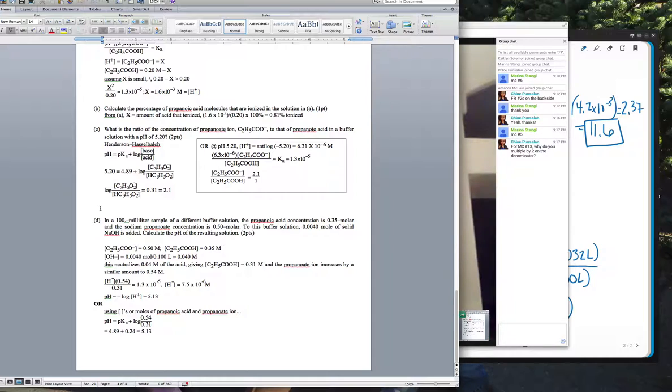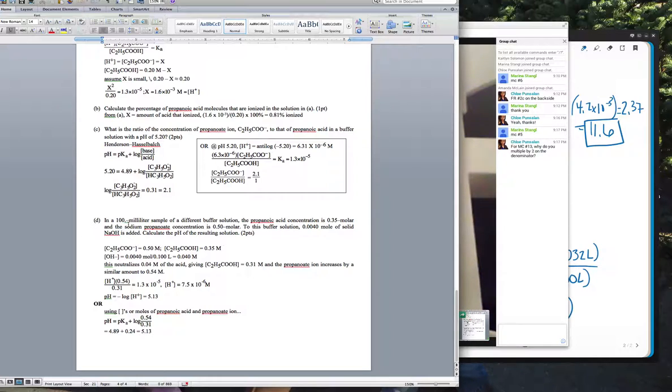All right, D. You have a 100 milliliter sample of a different buffer solution. The propanoic acid concentration is 0.35. And the sodium propanoate concentration is 0.50 molar. To this buffer solution, 0.0040 mole of solid NaOH is added. Calculate the pH of the resulting solution. Okay, so we have a buffer, and we have a change in the buffer, so we know that we can continue to use the Henderson-Hasselbalch equation.